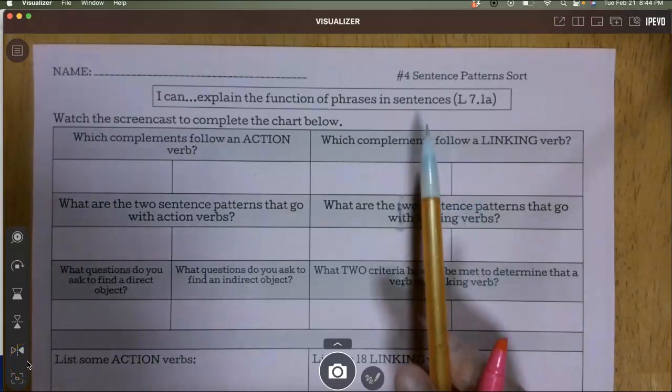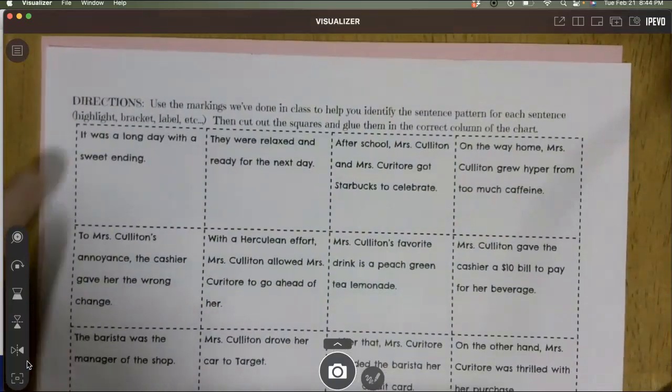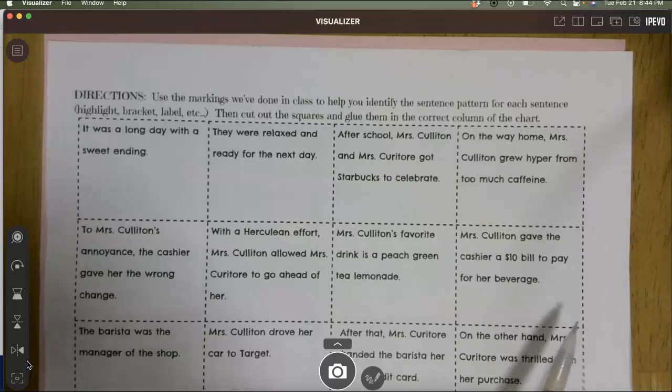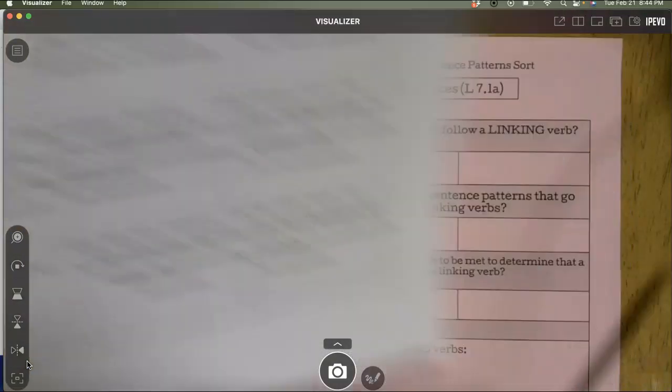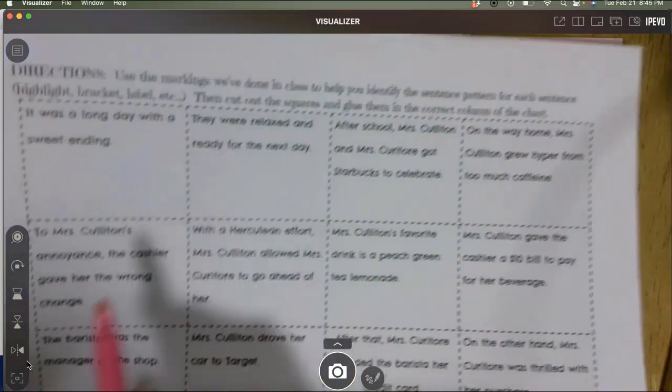For activity number 4, you're going to need this pink paper along with this white one with dotted lines indicating that you're going to be doing some cutting and pasting for this. So I'm going to make a couple of suggestions to you. Number 1 is that you use pencil. And number 2 is that you do not cut all of these out.